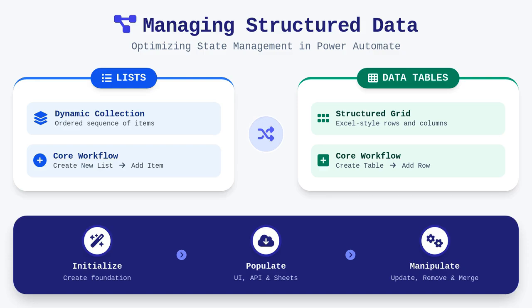Manipulating these structures involves operations like removing specific entries, updating cell values based on coordinate references, or merging two separate collections into one unified resource. As your processes grow in complexity, you will find that these actions become the primary tools for state management throughout the lifecycle of your robotic process.